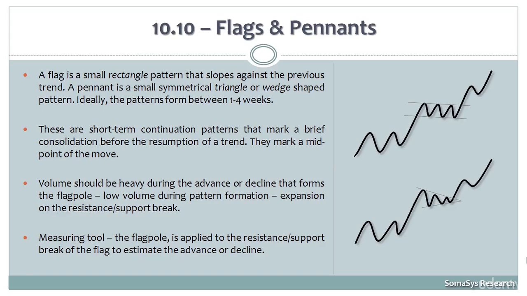Now a flagpole is the measuring tool and is the distance from the first resistance or support break to the high or low of the pattern. Now this length of the flagpole is applied to the resistance break or support break of the flag to estimate the potential advance or decline. So let's now see how things look on a real chart.